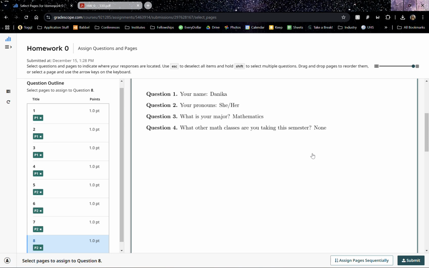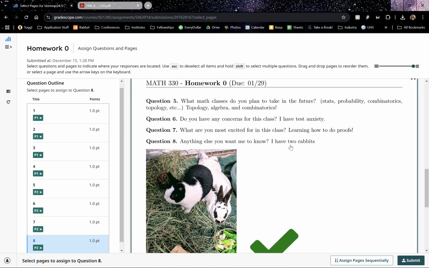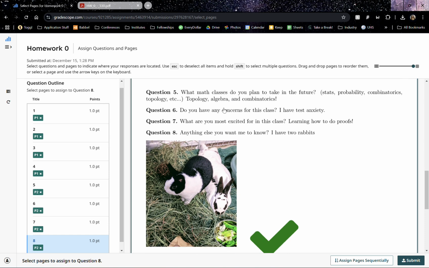Not taking any math classes this semester. What math classes do you plan to take in the future? Well, I love topology, algebra, and combinatorics. So those are 3 I put. But really, all math is very interesting. Do you have any concerns for this class? I have test anxiety, and that is true. I definitely have very bad test anxiety.